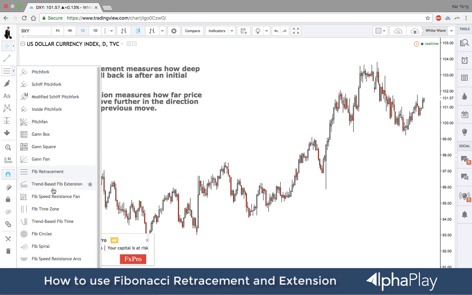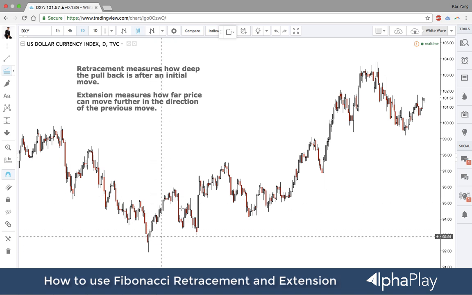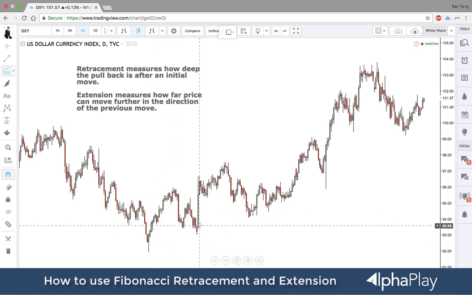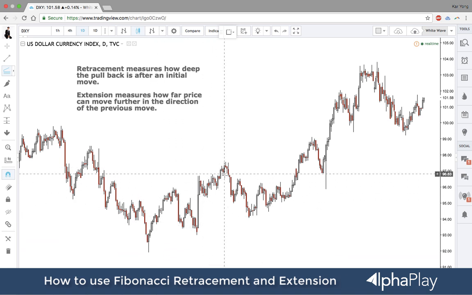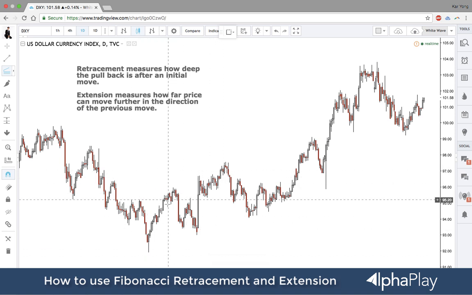Now, I'll walk you through Fibonacci extension. Just now we talked about this as your initial move, and this is the pullback. And then this subsequent move is actually considered an extension of your previous move. Over here, extension measures how far price can move further in the direction of the previous one.